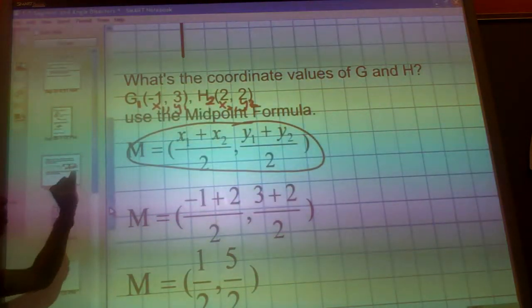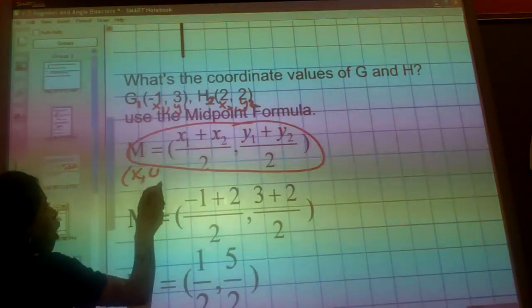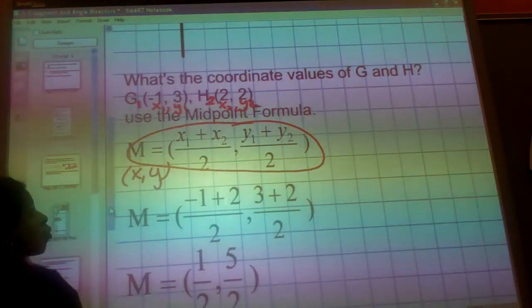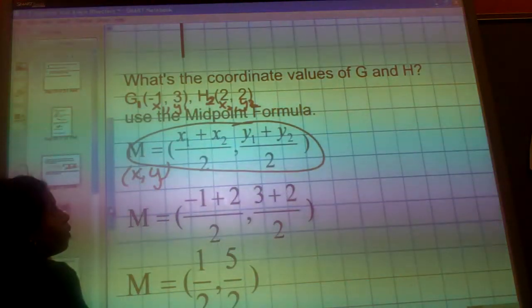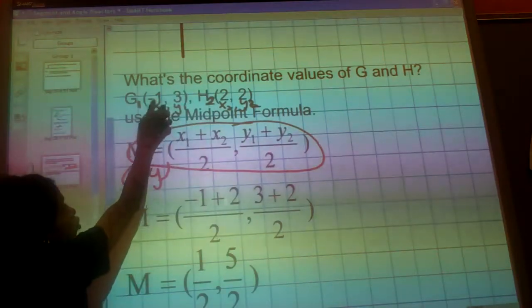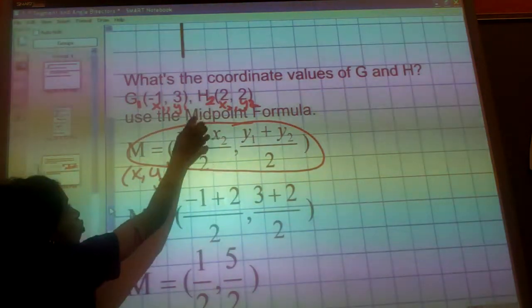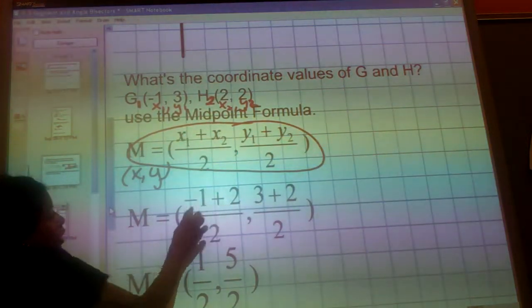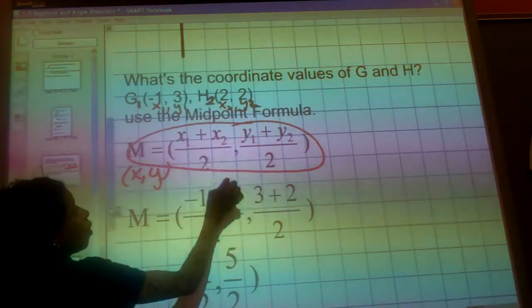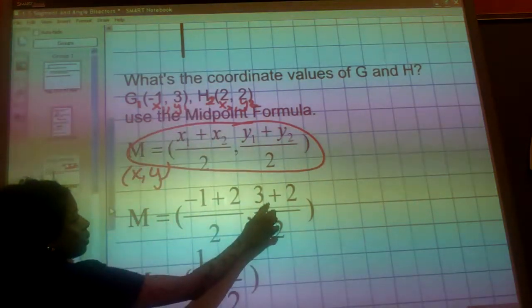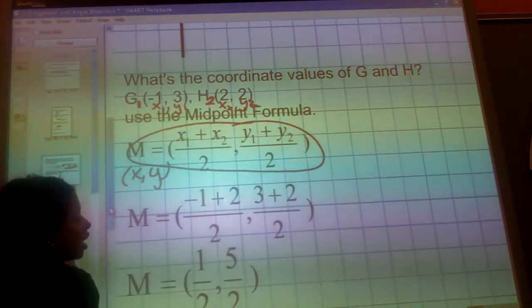To calculate the midpoint, and the midpoint will be an ordered pair, x and y. The midpoint is an x and y value. You'll see in just a moment. So substituting in the midpoint equation, x sub 1, which we found is -1, plus x sub 2, which we let be 2, divided in half, comma, and then the y sub 1, which is 3, plus the y sub 2, which we get here to be 2, divided in half.